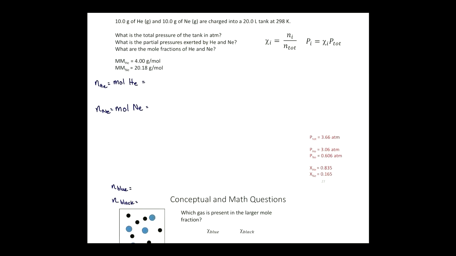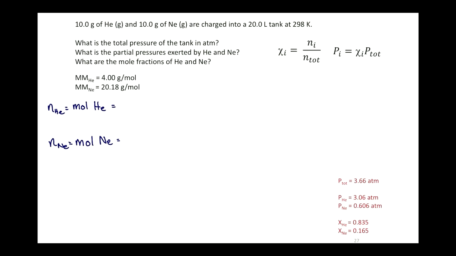So let's actually do some math, using all of these different terms. We have mole fraction, chi, we have partial pressure, and then of course we will probably be using the ideal gas equation. All right, so we have a mixture, 10 grams of helium and 10 grams of neon, and we charge it into a 20-liter tank at 298 Kelvin. Charge is just a fancy word for fill, specific to gases. So when you fill a gas container, sometimes you say you charge it with that gas.